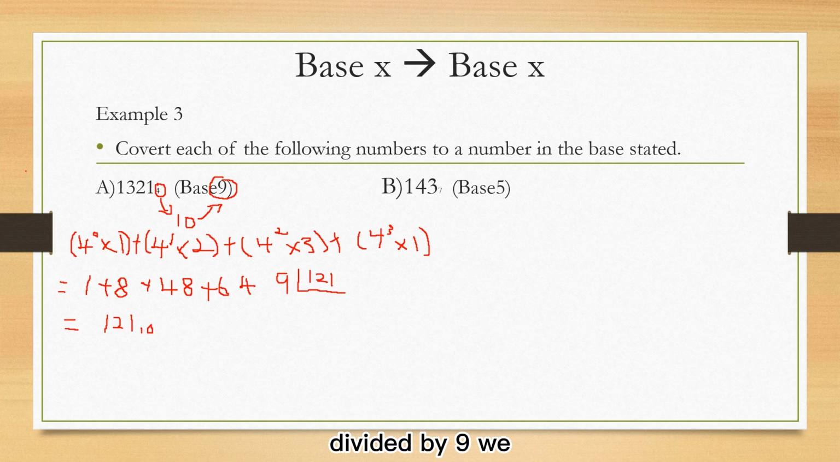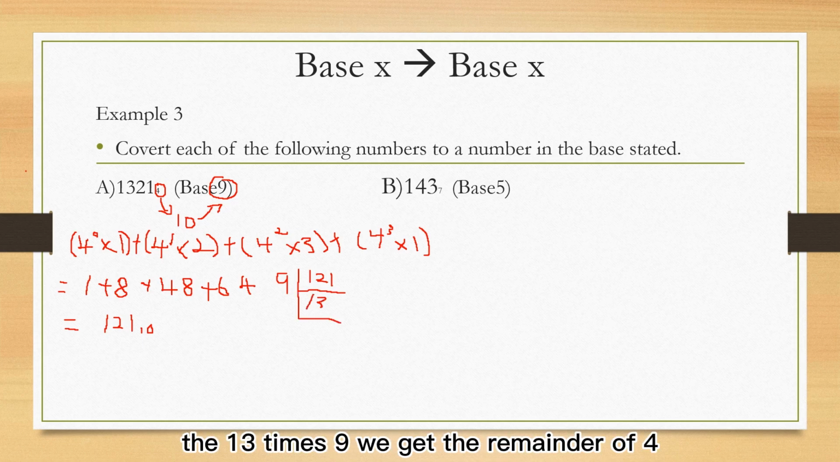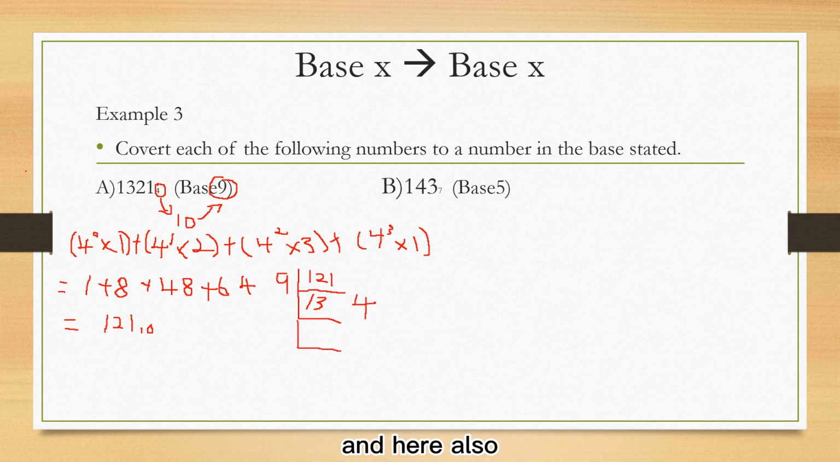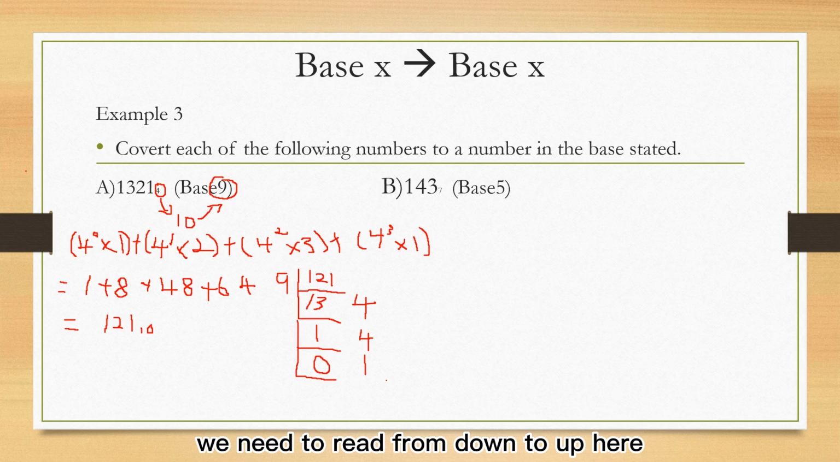121 divided by 9, we get 13. 13 times 9, we get the remainder of 4. And here also, 13 divided by 9, we get 1. So the remainder is 4 also. Then 0, and the remainder is 1. We need to read from down here until up here.